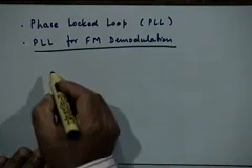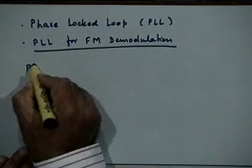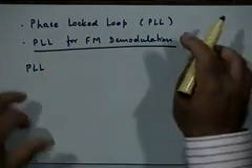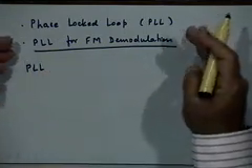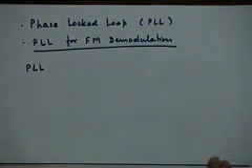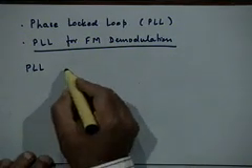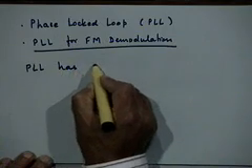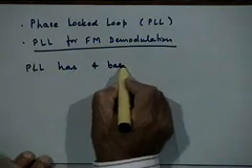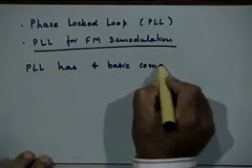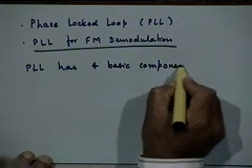Now a PLL has 4 basic components. We'll discuss as to why we call it by this name a little later. Let me first describe what it is. It has 4 basic components, and there is a feedback involved amongst these components.